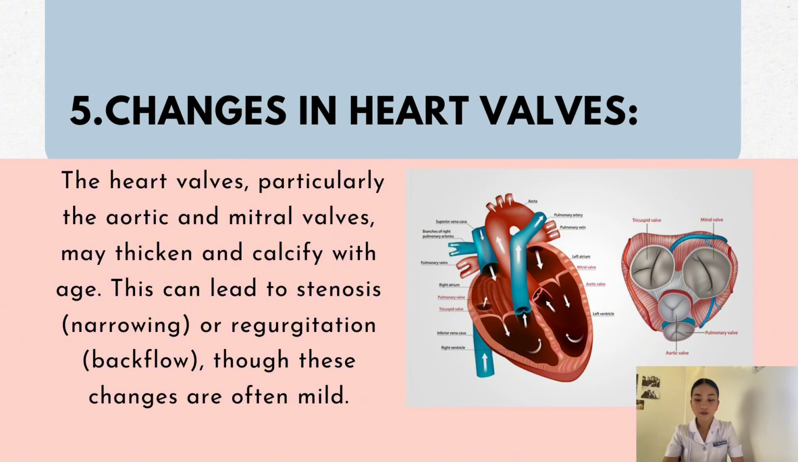Over time, the heart valves, which are responsible sa pagkontrol of blood flow through the heart, may thicken and become less flexible. This is particularly true for the aortic and mitral valves. These changes, mo na siya ang lead sa condition na stenosis. So this is particularly where the valve doesn't open fully, or regurgitation, where it doesn't close properly, allowing blood to flow backward. Although these changes are often mild, they can contribute to heart murmurs or other heart-related symptoms.